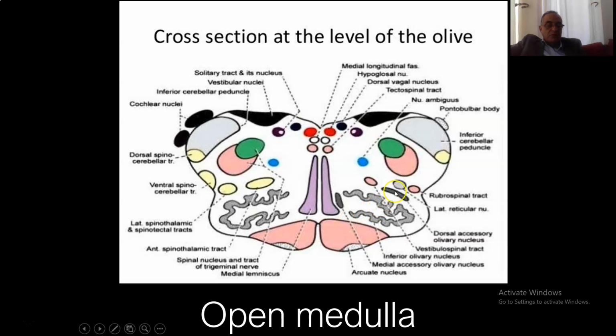Pyramid, olive, inferior cerebellar peduncle, posteriorly the hypoglossal nucleus, dorsal motor nucleus of the vagus, vestibular area, nucleus solitarius, and in the midline, as we said, we have the medial lemniscus and we have the medial longitudinal bundle or fasciculus. Also lateral to the vestibular area is the cochlear area.